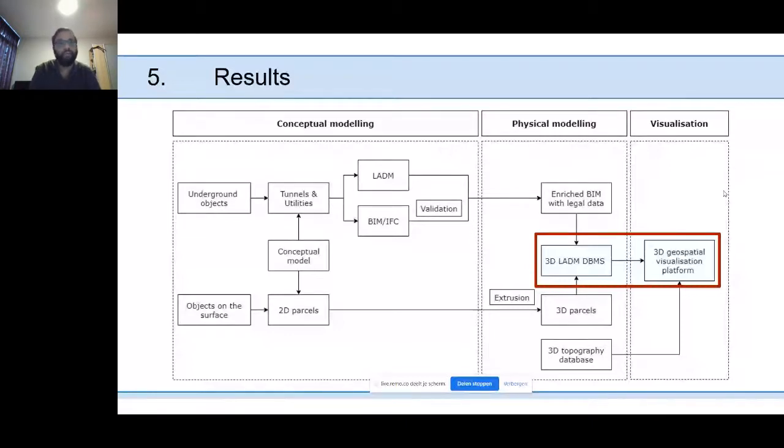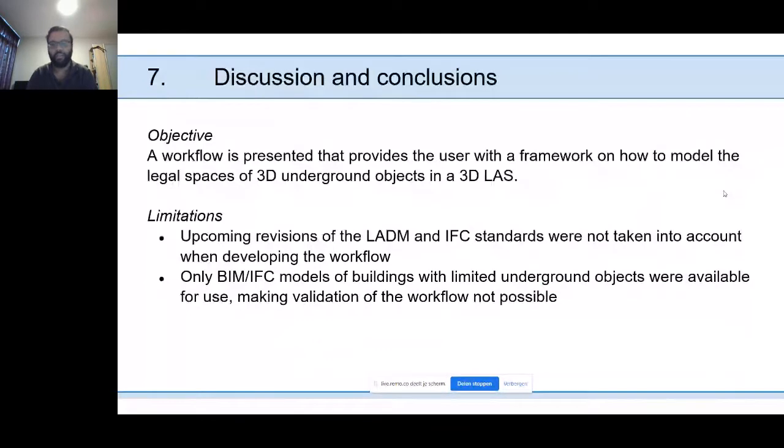The objective of this research was to develop a workflow that provides the user with a framework on how to model legal spaces of 3D underground objects in a 3D land administration system. The upcoming revisions of the LADM and IFC standards were not taken into account when developing the workflow, so it is not known how these revisions will impact the workflow. Only BIM IFC models of buildings with limited underground objects were available for use, making validation of the workflow not possible. So we are still searching for BIM IFC models with underground objects that we can use that are not limited.